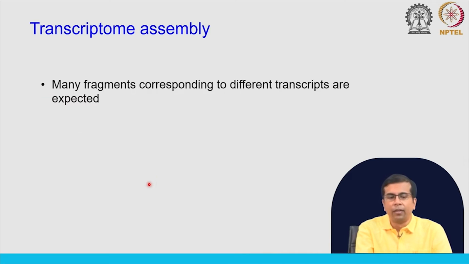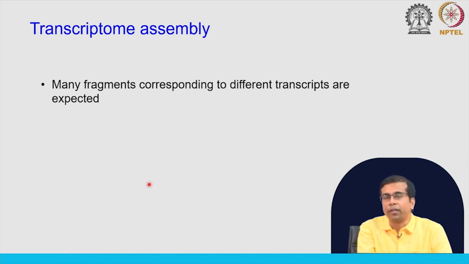Okay. So, what you get in transcriptome assembly is many fragments that correspond to different transcripts. So, you have let us say 10,000 genes, you expect 10,000 transcripts. After the assembly process, you should get around that number. That is quite a big number if you compare against genome assembly. Transcriptome assembly is very similar to genome assembly, as you will see when we discuss the genome assembly process.